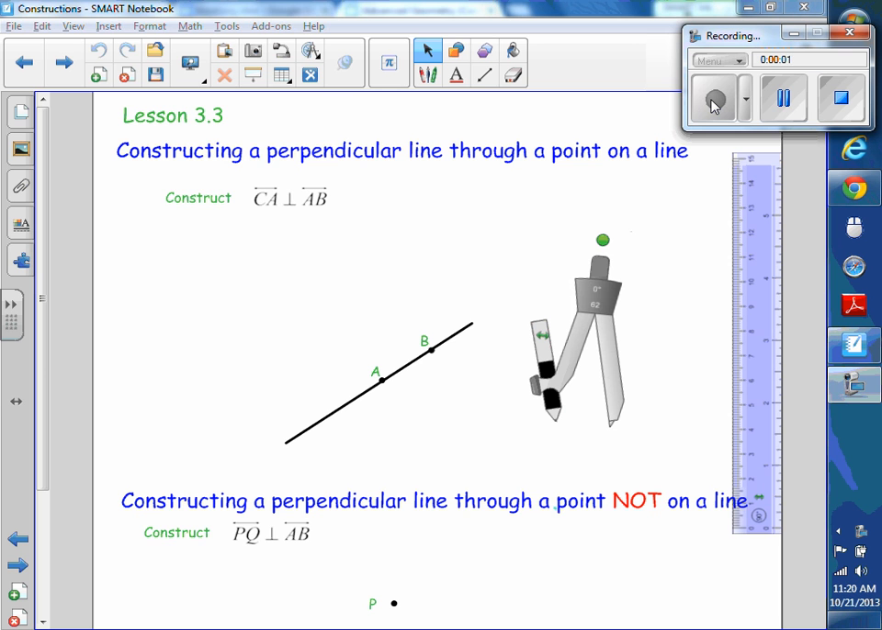Lesson 3.3. It's a little harder than the other lesson, so you really want to focus. If you want to sit closer, you can come sit on the floor if you're in the back. Can we do that? I don't mind. Really, I don't.